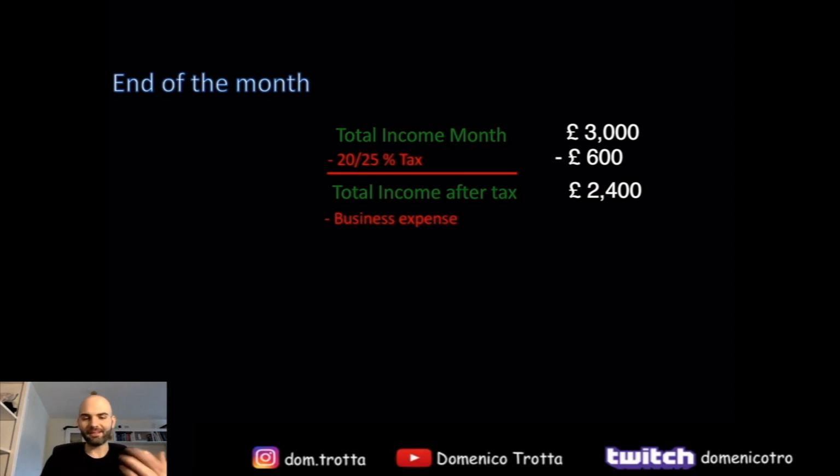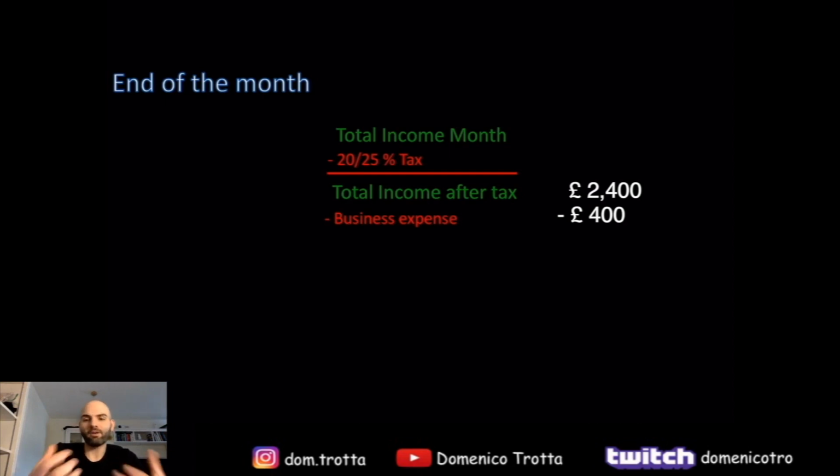So the next step is this. On your total income after tax, you need to take off your business expense, because you spend money for your business, and that's an expense. Let's say you can call this cash flow if you want, but it's an amount of money that you will always have in your business account.